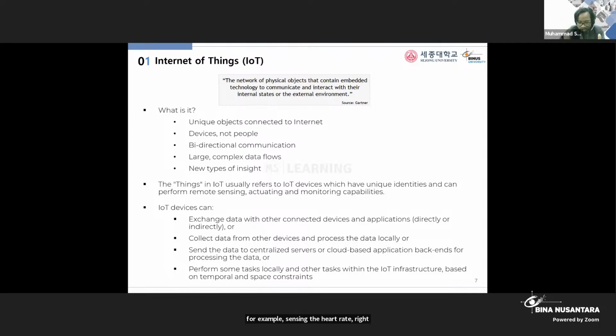So if this old person fell down accidentally, this smartwatch will sense this incident or this movement, and then it can send some notification or alert to the medical staff or to the family members, so that the emergency unit can directly visit the house and give some medical assistance quickly. So that is one example of an IoT device which has a local task, sensing the heart rate of the old person, as well as sensing if there is a dangerous situation currently happening to that old person.